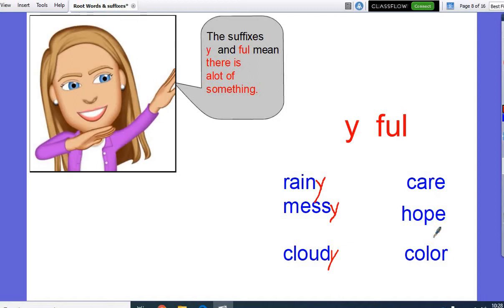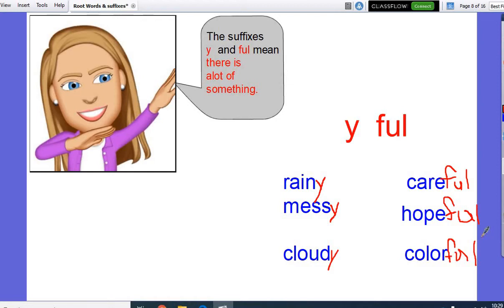The words on this side, I can't add Y to. It just wouldn't make sense. It wouldn't make a word. But I can put FUL on them to make words. So like if I try to put FUL on care, what word am I going to have? Yeah, careful. What if I put FUL on hope? What word am I going to have? Hopeful. Very good. What if I put FUL on color? What word will I have? Yeah, colorful. And I'm sorry guys, I know that's really messy. It's hard to write with your mouse, remember. Yeah, I can put those on it.